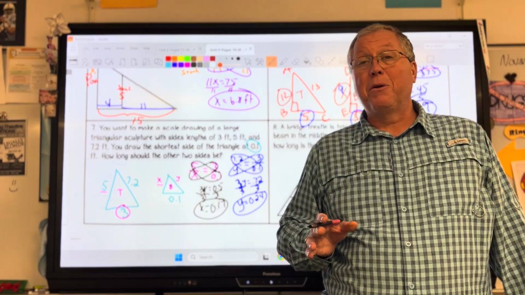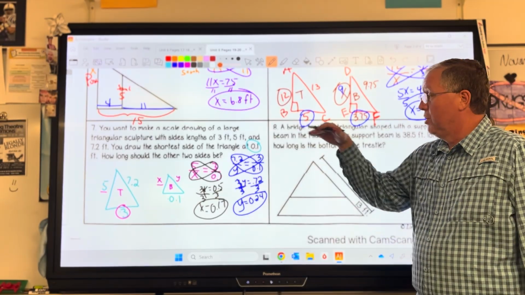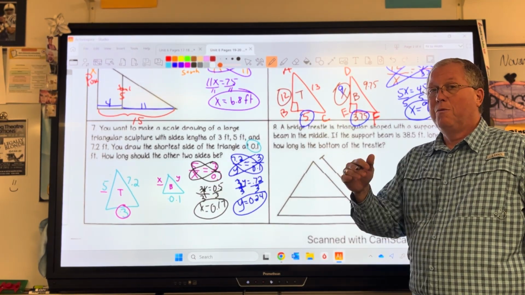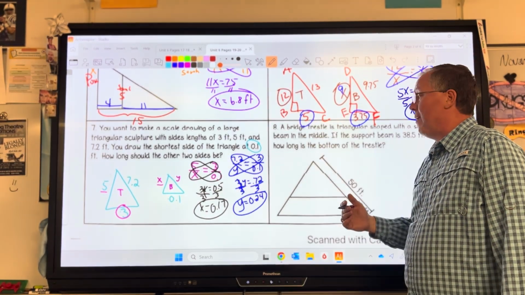So notice I couldn't do them both at the same time. I had to do 2 separate problems: one to find x, one to find y.